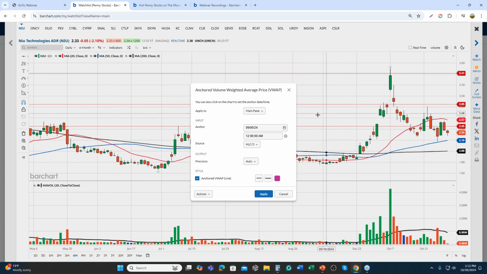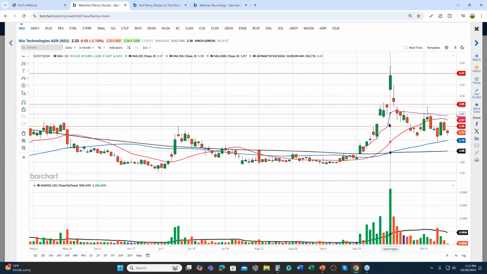So what I'm going to do is come over here and put my cursor right on the beginning of that takeoff, that launch pad, and then apply. And so you can see the purple line here represents the VWAP. As the market is moving in this direction, it can become a level of support, which also could be a potential level of entry.